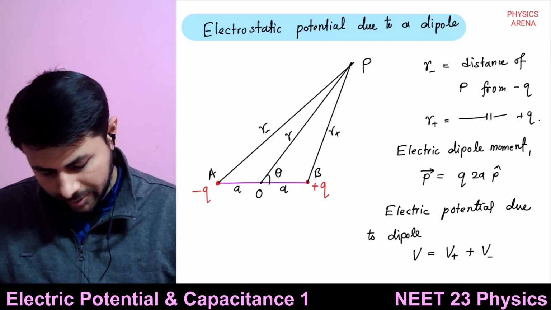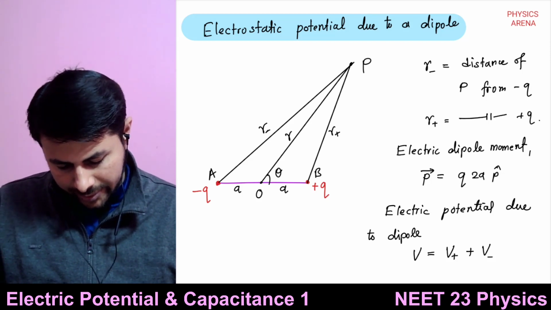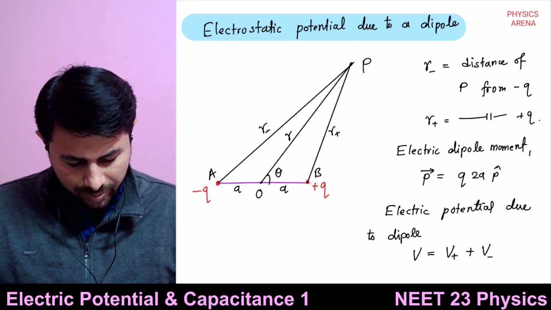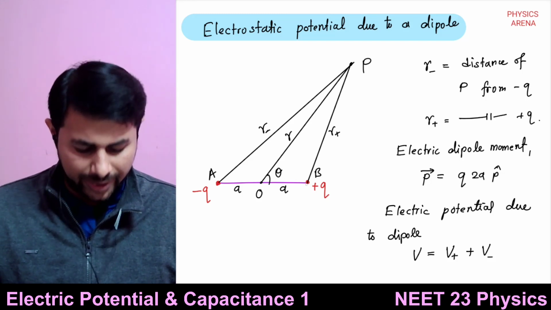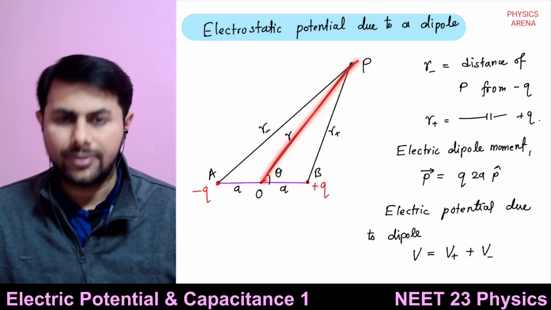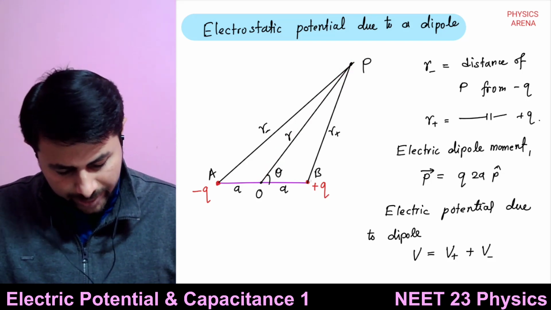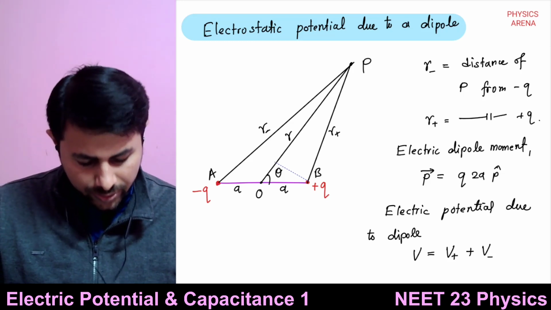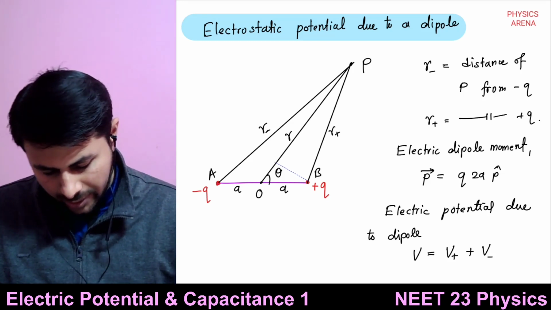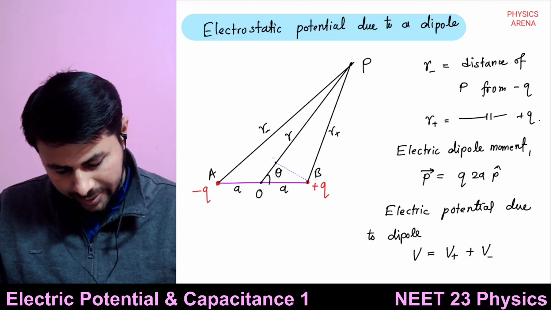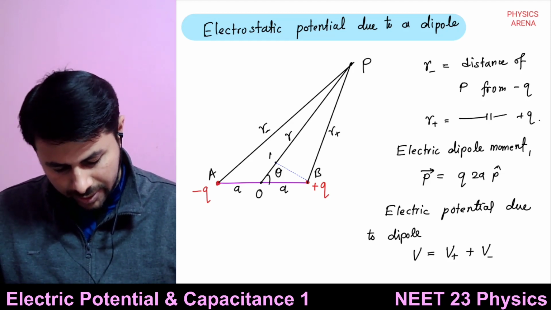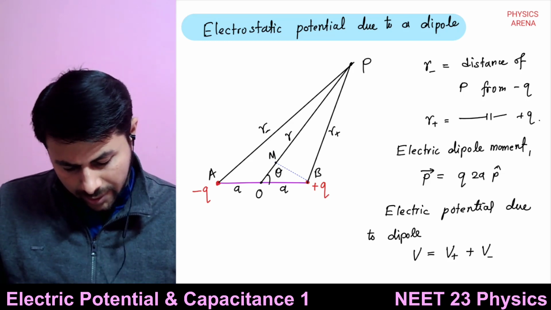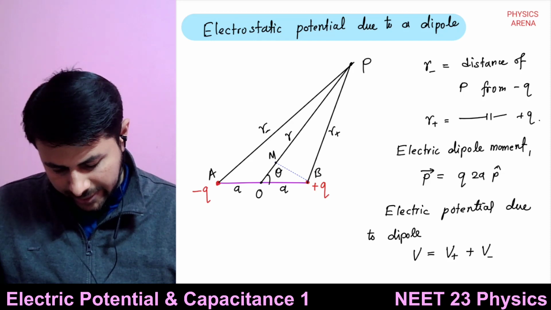What we will do is draw perpendiculars from Q plus and Q minus on this line. So let me draw the perpendicular. If I draw a perpendicular from plus Q, it meets at this point. Let's call this point M. And then I will extend this line.